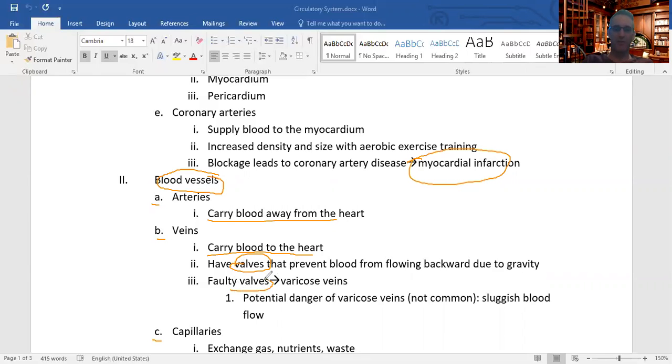If these valves fail, then the blood can pool in that part of the vein, and that can actually lead to varicose veins. And varicose veins might be benign, it might just be a cosmetic issue, but it can also indicate there could be some blood flow issues, and when blood flow is not fast enough, that blood can clot, which is going to cause problems because that clot can break free and actually go somewhere else in the body and get lodged and cause problems.